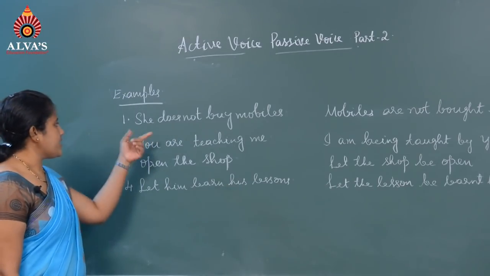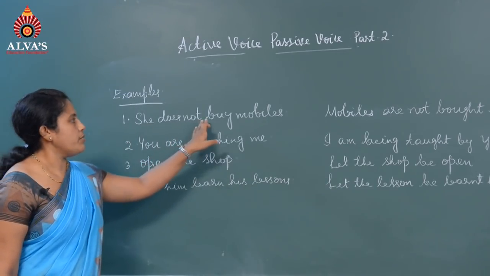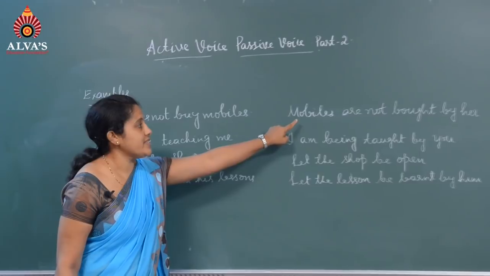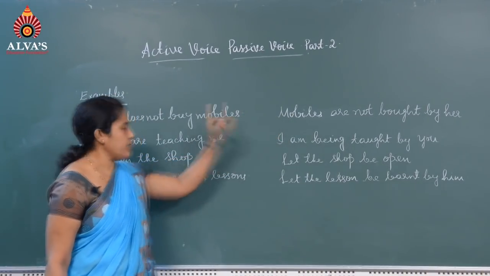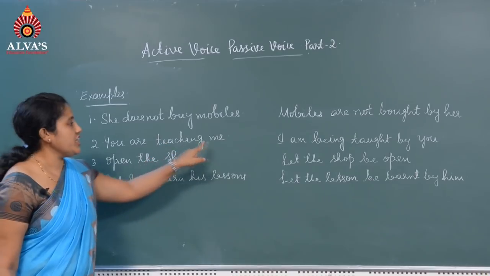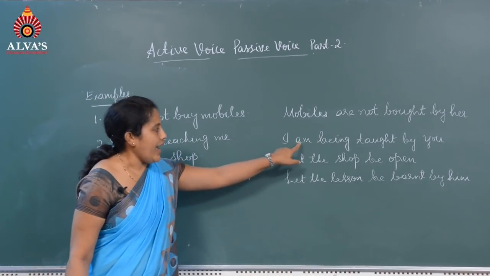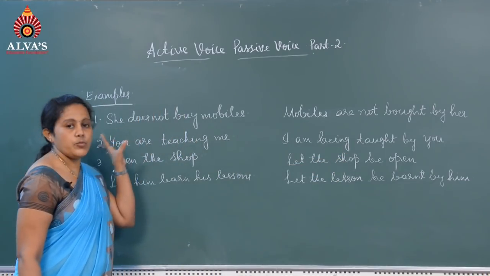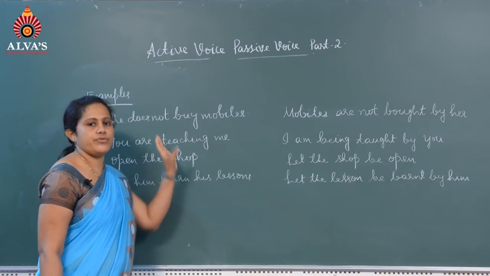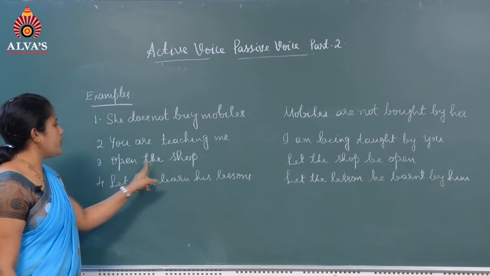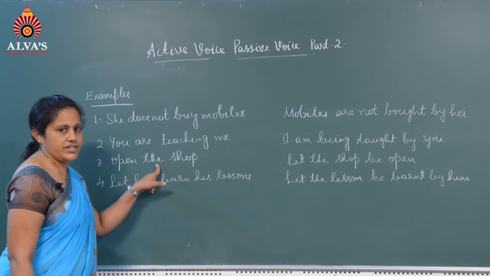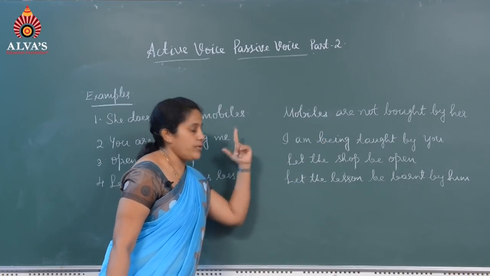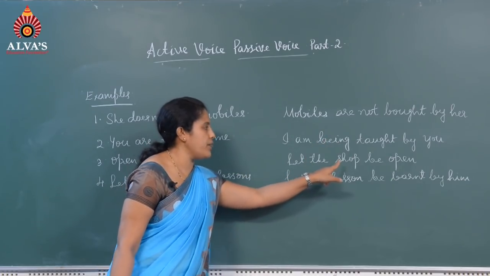See, here there are some examples. First one, she does not buy mobiles. So, when we change from active to passive, it becomes mobiles are not bought by her. Okay. So, here you are teaching me, I am being taught by you. First you have to identify which tense the sentence is in, then you have to change from active to passive. So, here open the shop. This is an imperative sentence, and when we change from active to passive, it becomes let the shop be open.